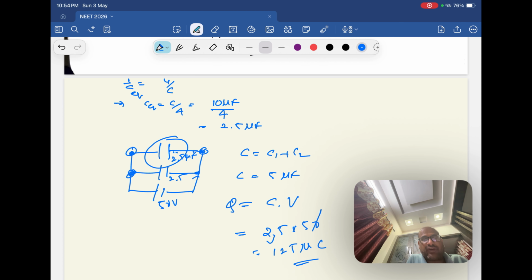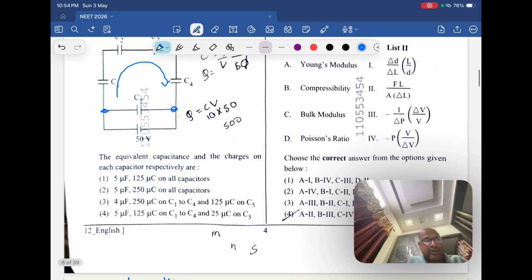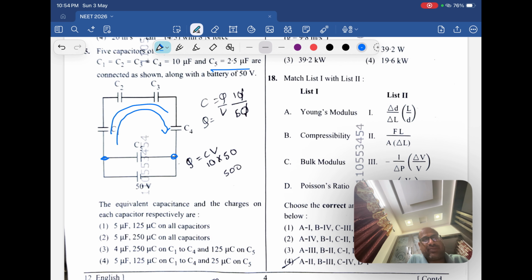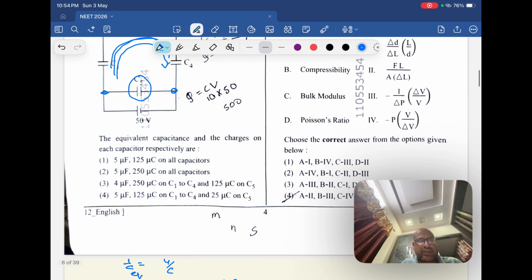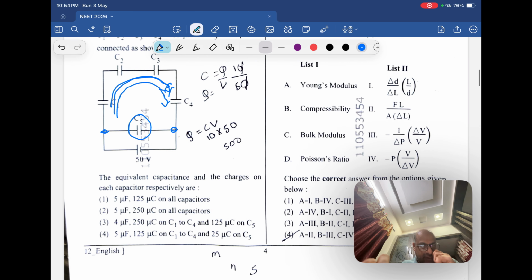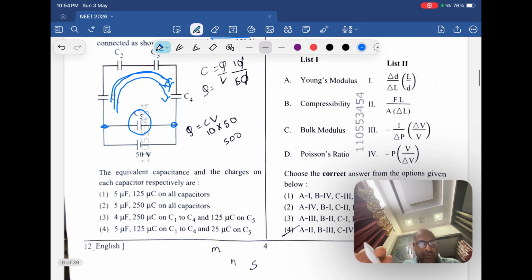But this is the resultant of how many? 4. So each will have the same charge. Why? In a series combination each capacitor will have the same charge. So on this one 125 and the remaining also 125. This 125 remains the same on each. Why? They are in series. So the resultant capacitance we got is 5 microfarad, and the charge on each capacitor will be 125 microcoulomb. Okay.